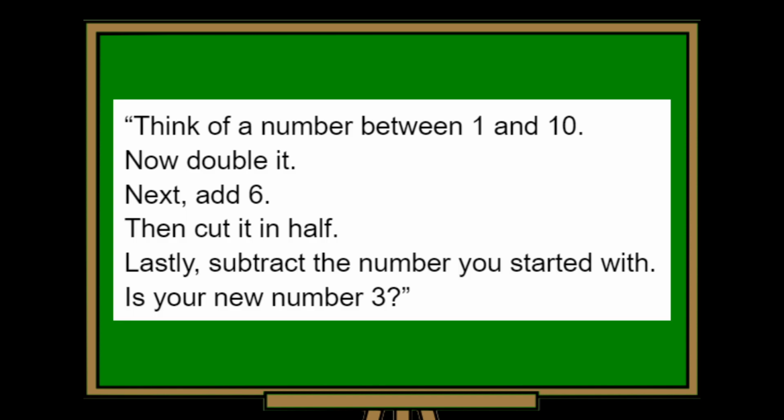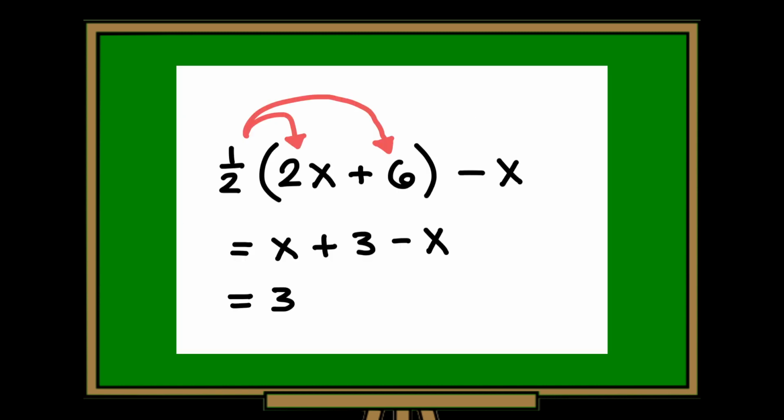My fourth example is a magic trick, so consider the following. Think of a number between 1 and 10. Now double it. Next, add 6, then cut it in half. Lastly, subtract the number that you started with, and then I would ask you if your new number is 3. And the way we can understand this problem and break it down to figure out how we got 3 is by distributing the cutting in half part like so, and then you'll see that most things cancel out except for the number 3.